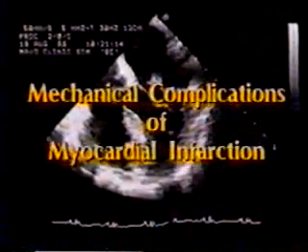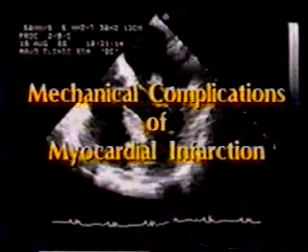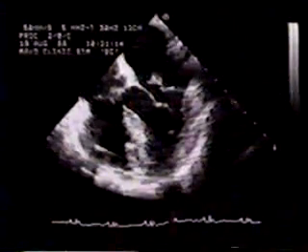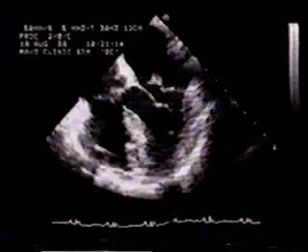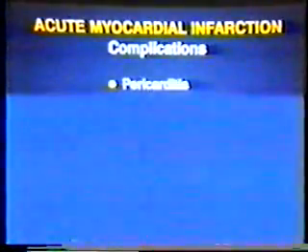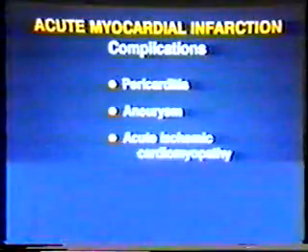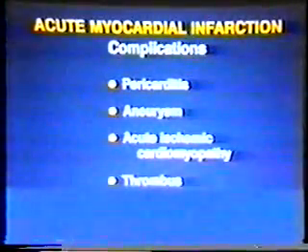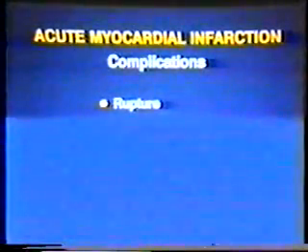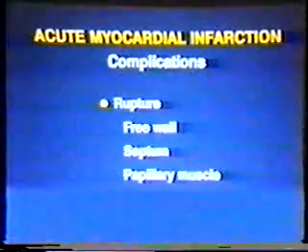In addition to providing immediate feedback about left and right ventricular function, echocardiography is also the gold standard for the diagnosis of the mechanical complications of infarction. Detection of these complications is usually vital for appropriate management decisions. The complications which we will now illustrate include pericarditis with pericardial effusion, true aneurysm, acute ischemic cardiomyopathy, mural thrombus, and cardiac rupture. This latter complication can be subdivided into rupture of the free wall, rupture of the ventricular septum, and papillary muscle rupture.